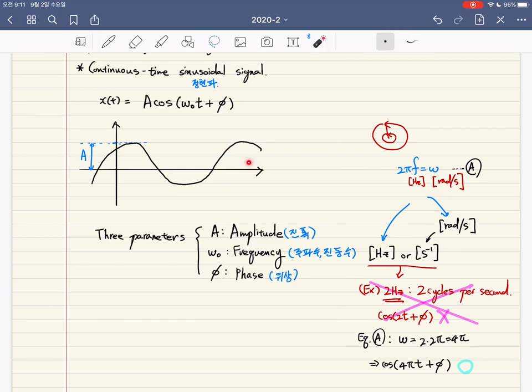And if this is the case, representative figure, then what's the value at the origin? T equals 0. You just put t equals 0 into this equation and you get A times cosine phi. It's obvious.